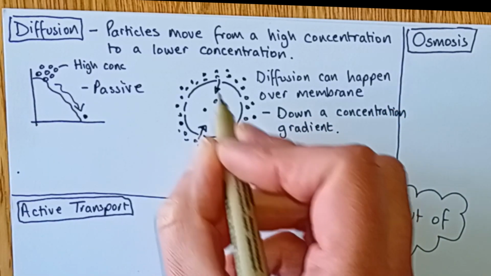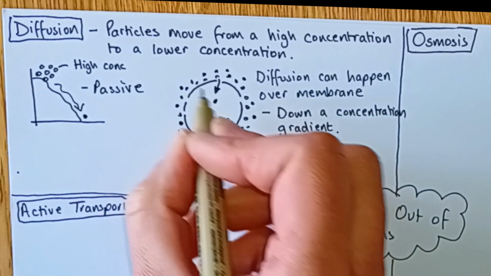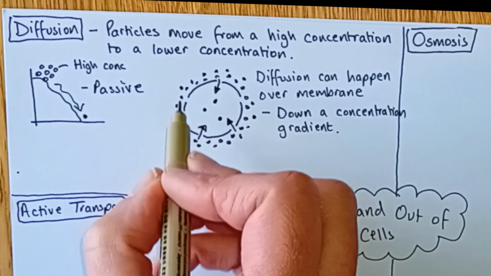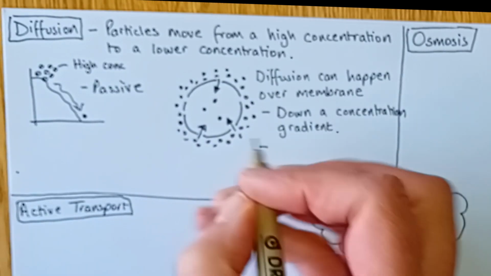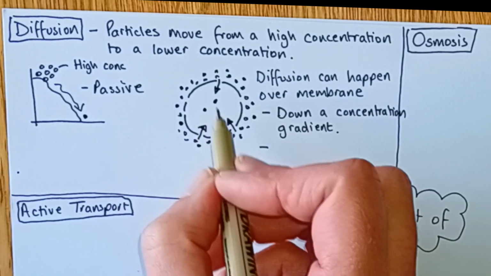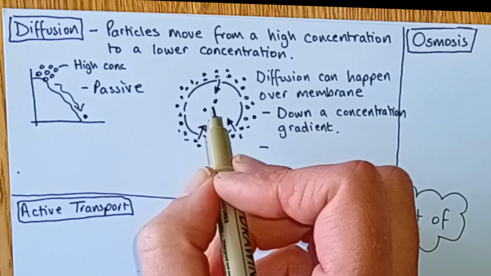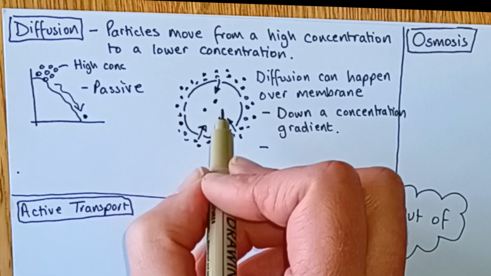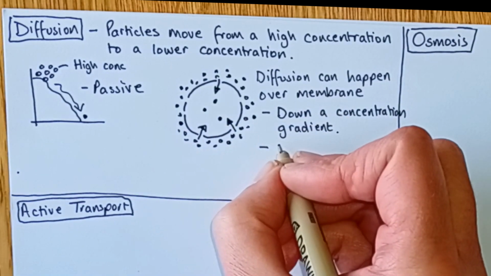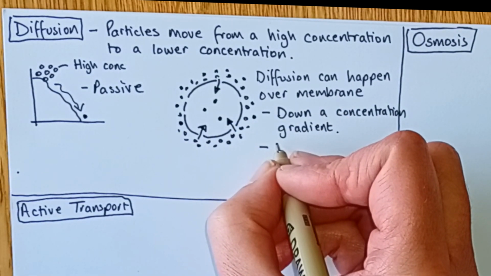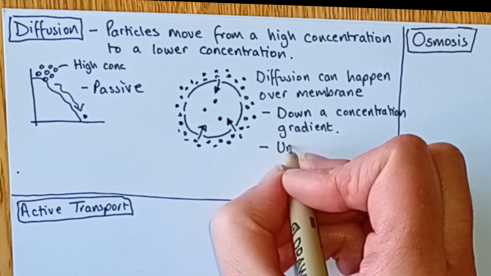And it will keep moving. They're moving randomly, but eventually some will end up in there. And because they're moving randomly and some end up in there, it will do that until it reaches equilibrium, until there's the same sort of concentration on the inside as the outside. And it's still moving, it's just that the same amount will move out as move in at that point. So diffusion will happen until it reaches equilibrium.